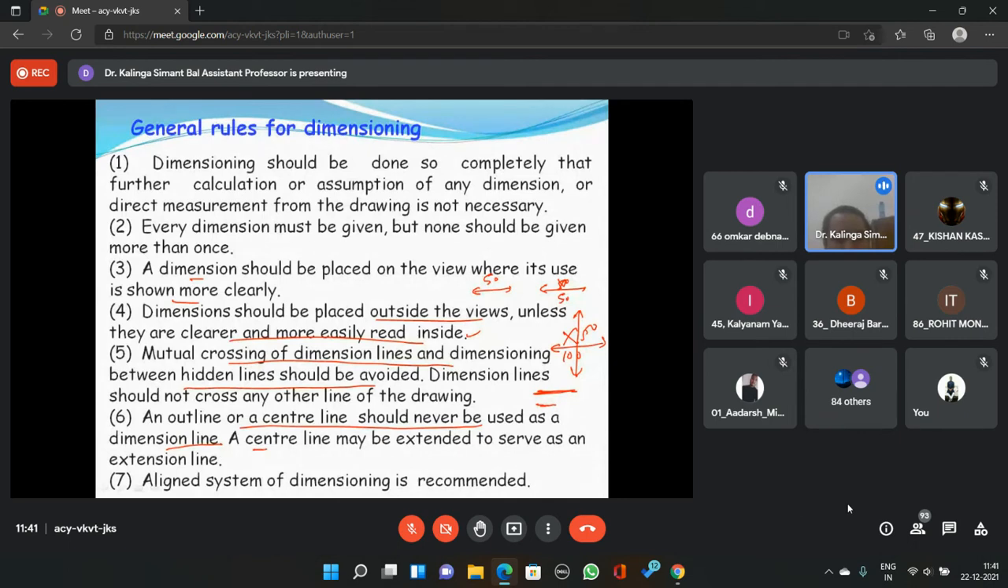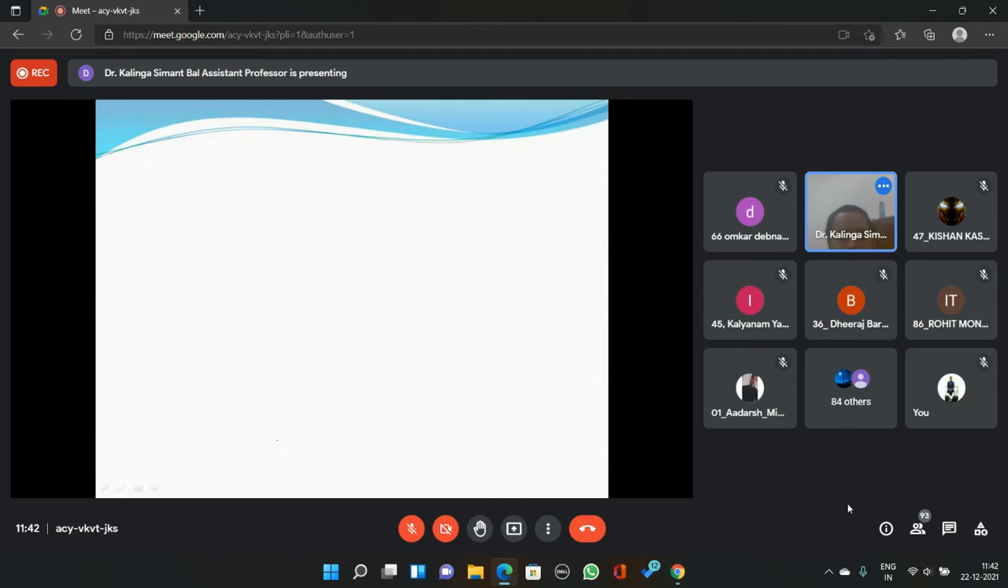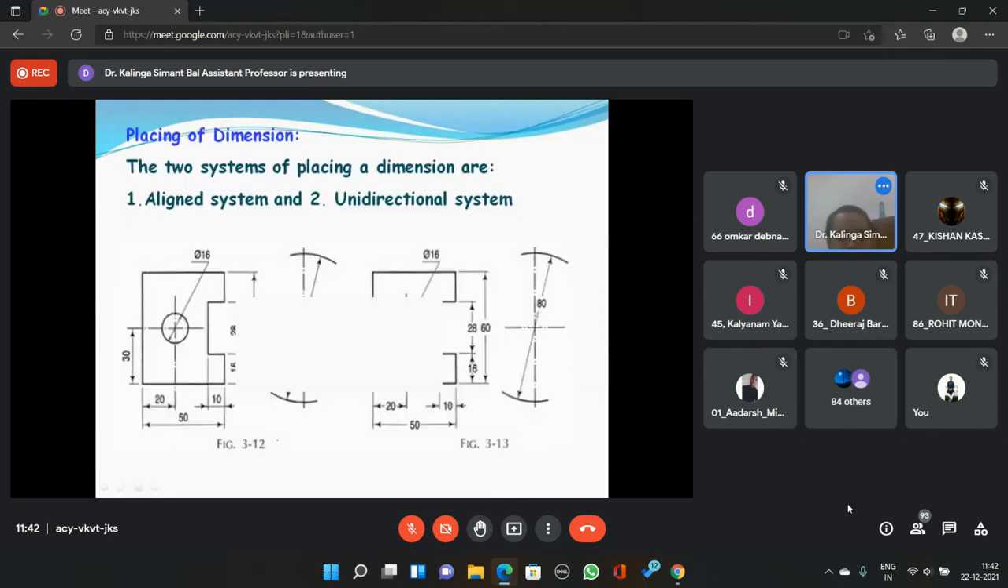Sometimes a center line may be extended to serve as an extension line. So the aligned system is always recommended. You can see the aligned system is very much easier to represent things. Let me go to the aligned system. It is a very good way of seeing things, but still it is not mandatory that we stick to that one. We may stick to this one also. Okay.